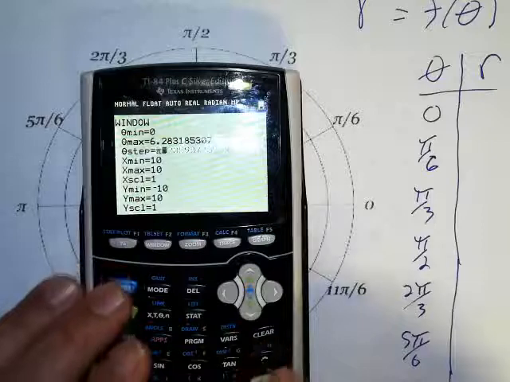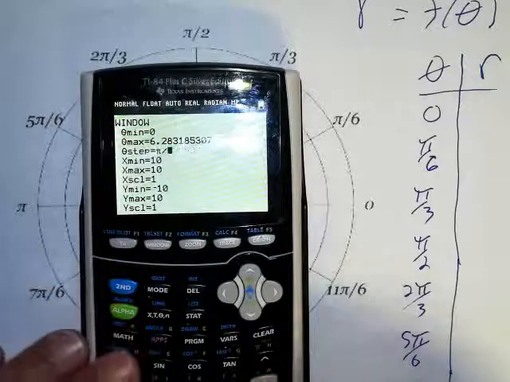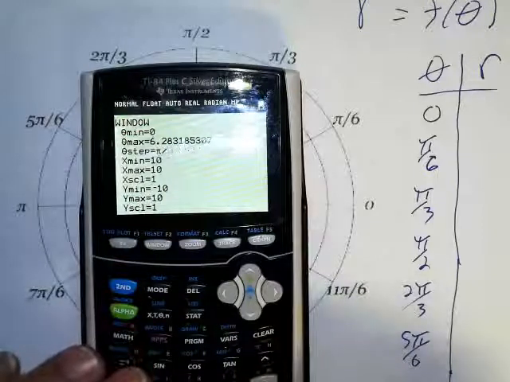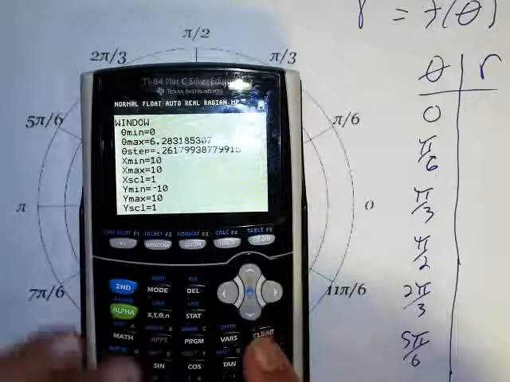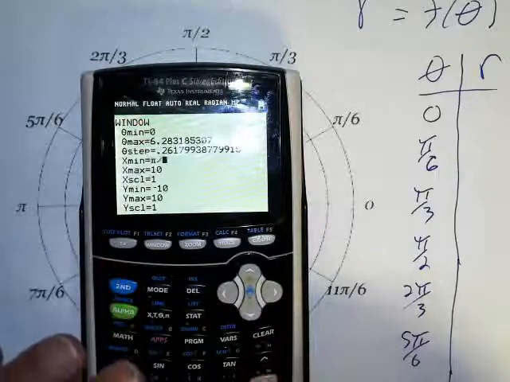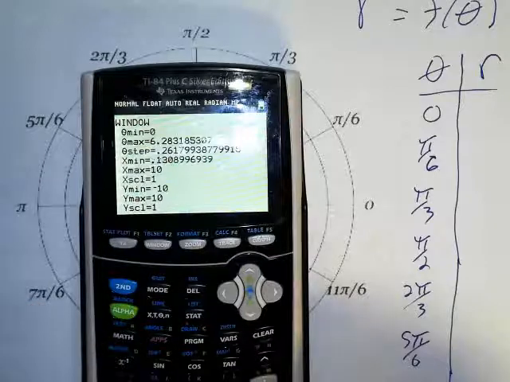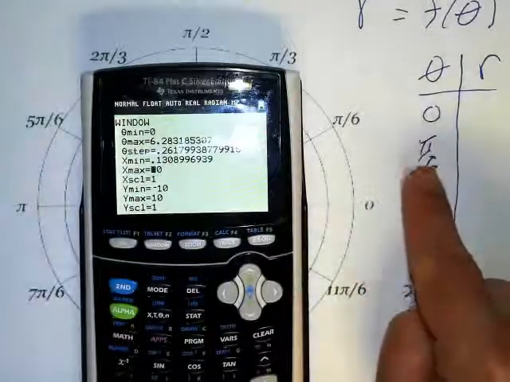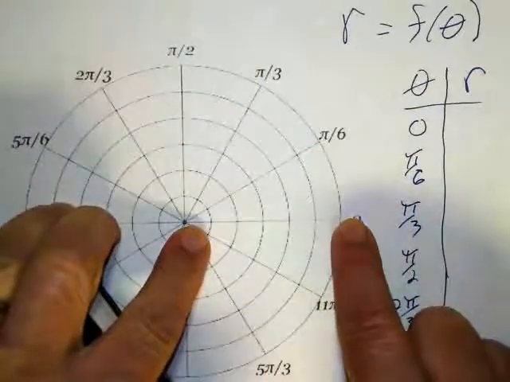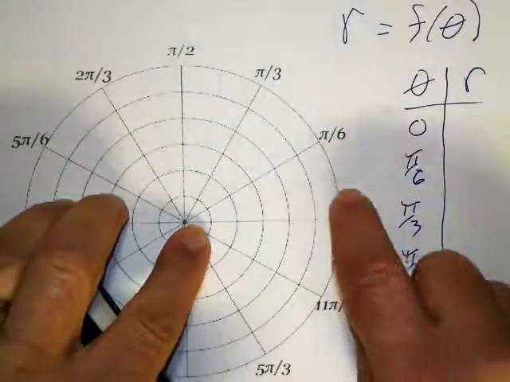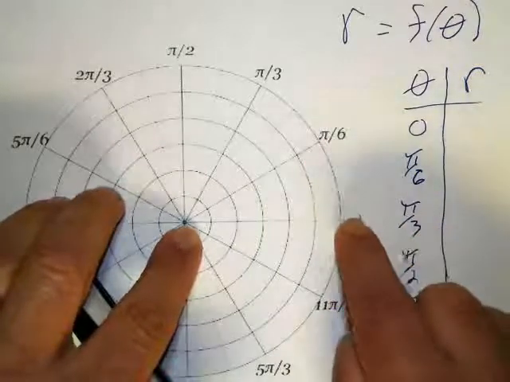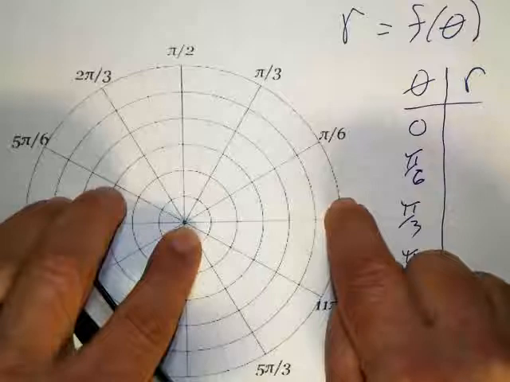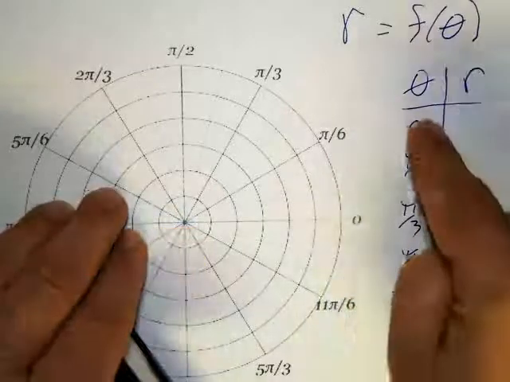I don't know. Is it pi divided by 12? No, but it's pi divided by 24, I think. Pi divided by 24. Yeah. So what they're doing is they're going every pi divided by 24, which is like 7.5 degrees. Pi divided by 6 is 30. Pi divided by 12 is 15. And then pi divided by 24 is 7.5 degrees.